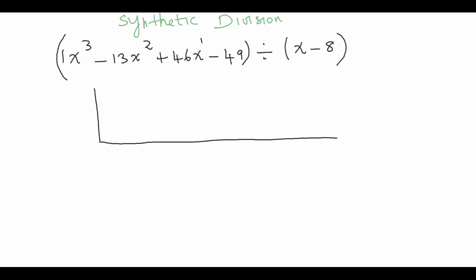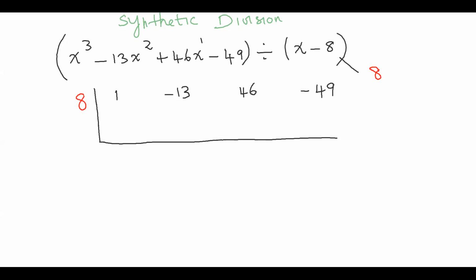So I'm going to put 1. The next coefficient is negative 13, then 46, and then negative 49. And then now the divisor goes outside. Again, we don't put any x in this problem at all. We don't have to write the variable at all. So now, since this is x minus 8, we have to switch the sign of negative 8, that becomes positive 8. That is what is going to go outside here. Okay, you always have to flip the sign when you are doing synthetic division.